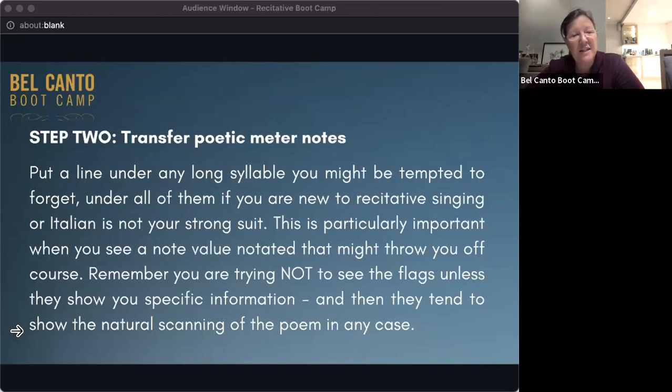When Verdi is writing dotted eighths followed by 16th notes, that is literally going to be a long syllable followed by a short syllable. Does that make sense? Is that clear, sir?